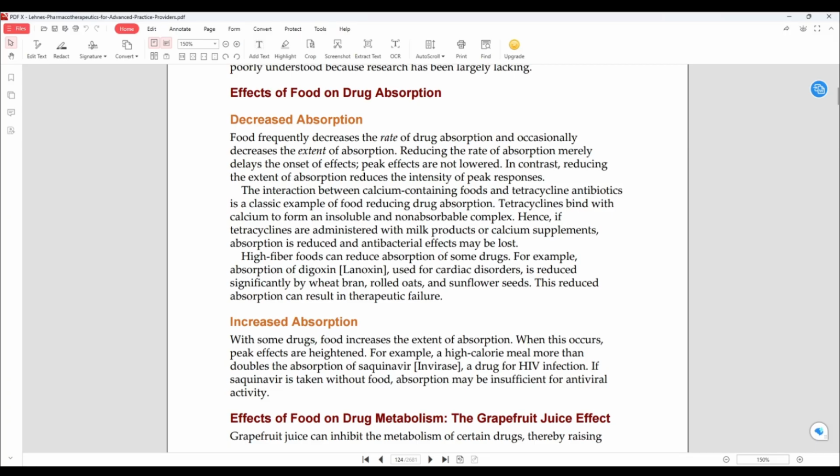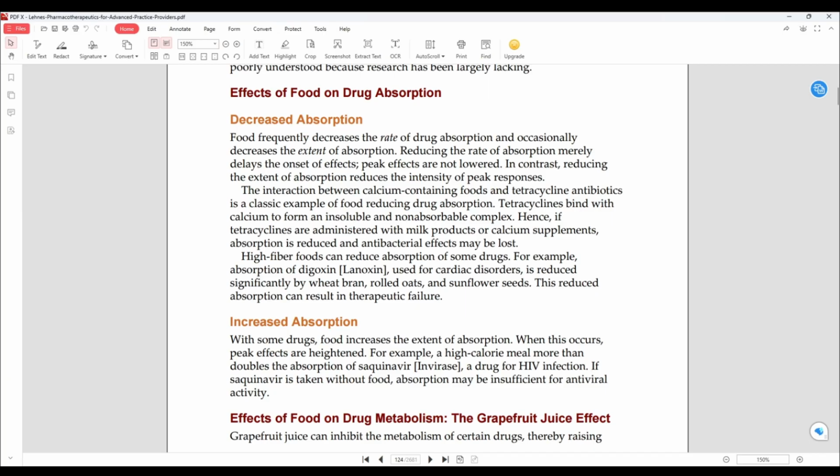Decreased absorption. Food frequently decreases the rate of drug absorption and occasionally decreases the extent of absorption. Reducing the rate of absorption merely delays the onset of effect. Peak effects are not lowered. In contrast, reducing the extent of absorption reduces the intensity of peak responses. The interaction between calcium-containing foods and tetracycline antibiotics is a classic example of food reducing drug absorption. Tetracyclines bind with calcium to form an insoluble and non-absorbable complex. Hence, if tetracyclines are administered with milk products or calcium supplements, absorption is reduced and antibacterial effects may be lost.